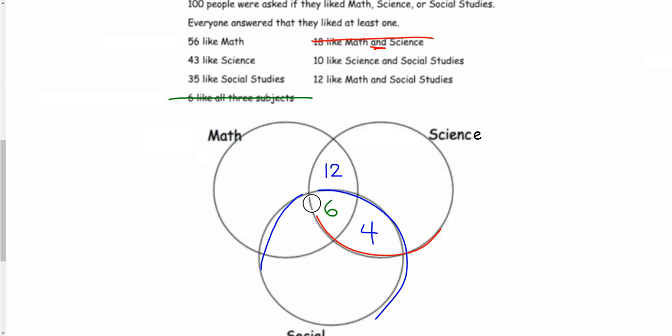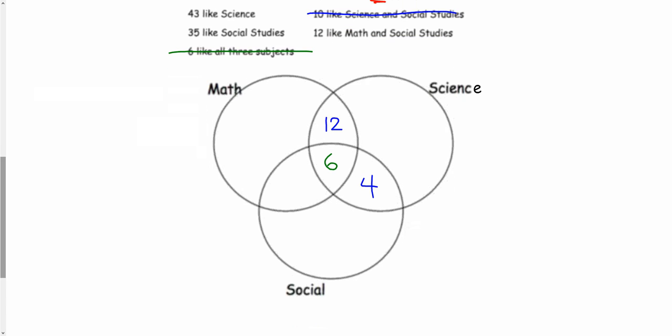Delete all this. This tracing I do is just so I can get a good look at the overlap I'm trying to fill in. So I'm done with this one. Next, math and social studies. So I've got math, and I have social studies. There's my overlap right there. That one says 12 people. If that's already 6, that means this is 6. Does that make sense, how I'm approaching this? Okay, now we're done with all the overlap parts.